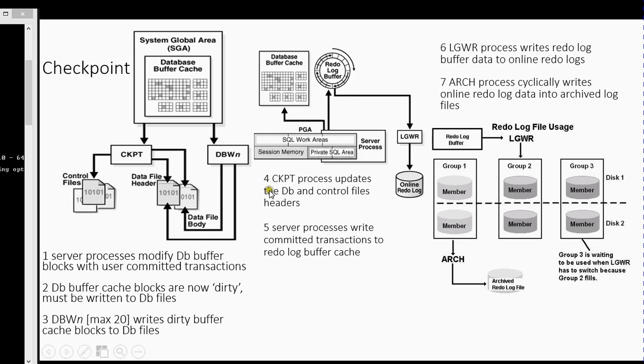In terms of the database writer, the maximum number you can have is 20 processes, and typically they would be DBW0 to DBW19. It doesn't start with 1.